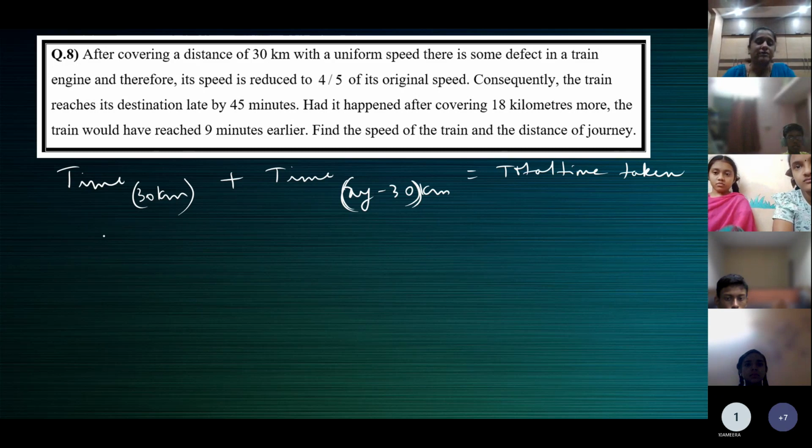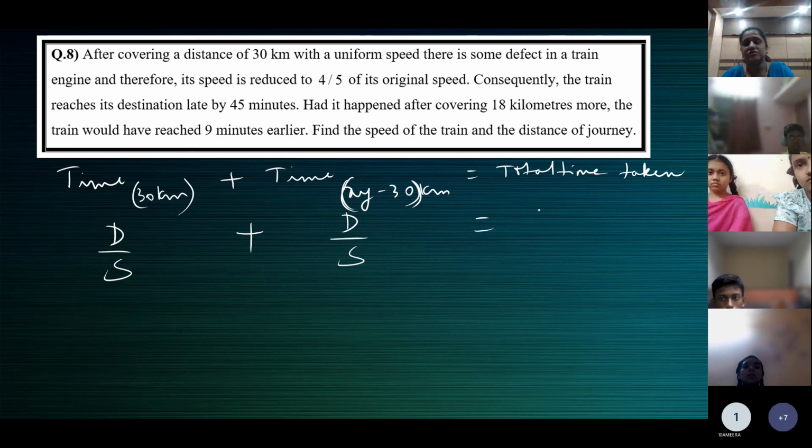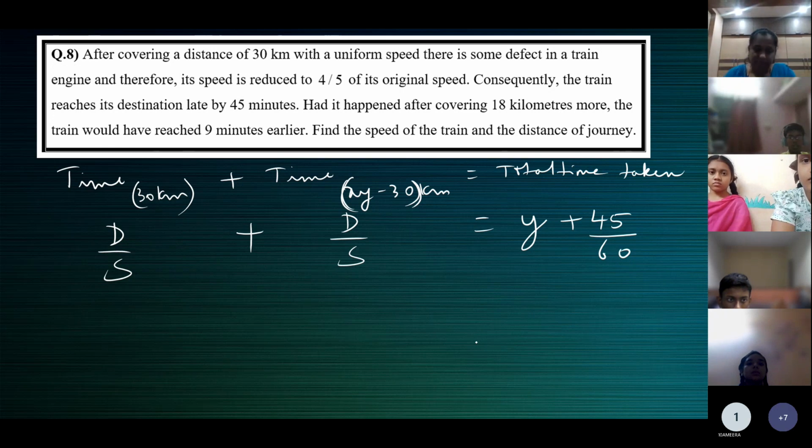So how do we find time? Distance by speed plus distance by speed is equal to the total time taken. The actual time taken is y hours plus 45 minutes, because of the 45 minutes delay. And since it's minutes, you need to convert it to hours, so divide by 60. y hours plus 45 by 60 hours.